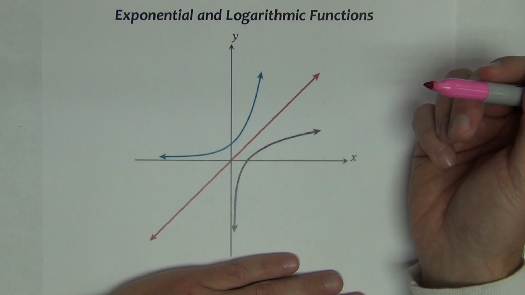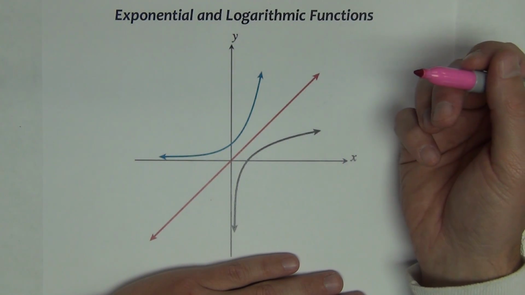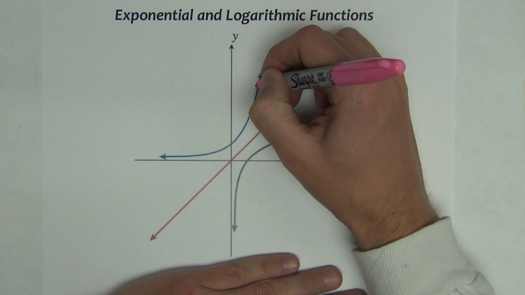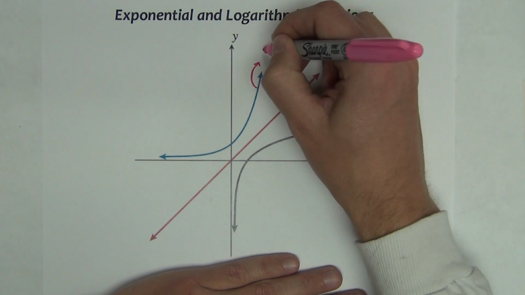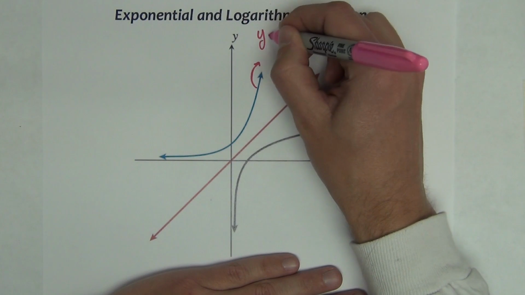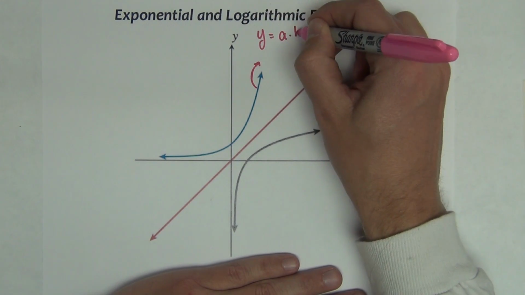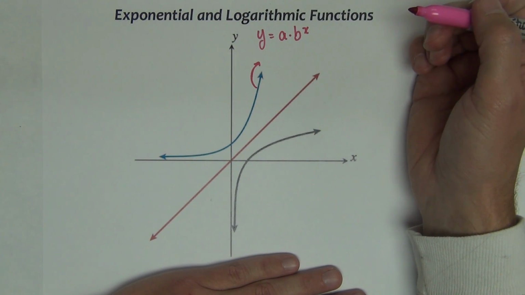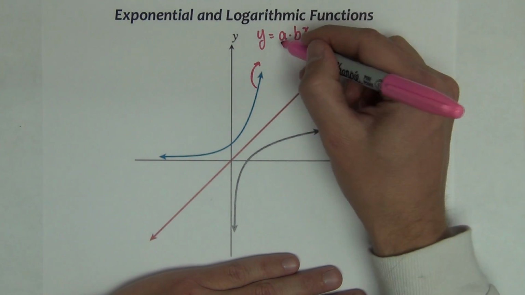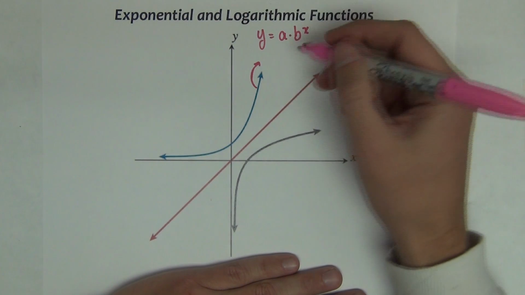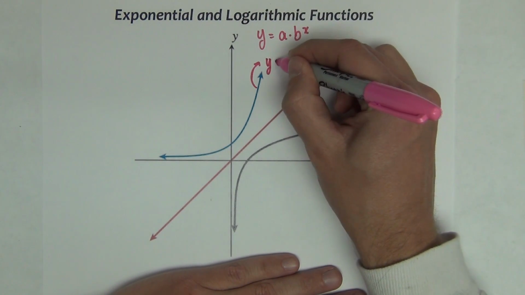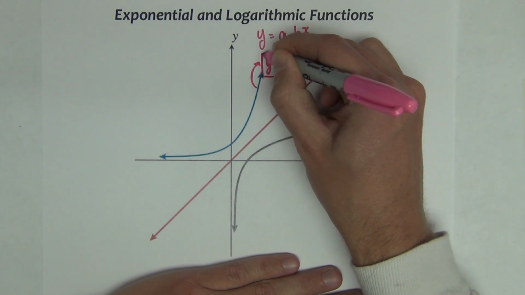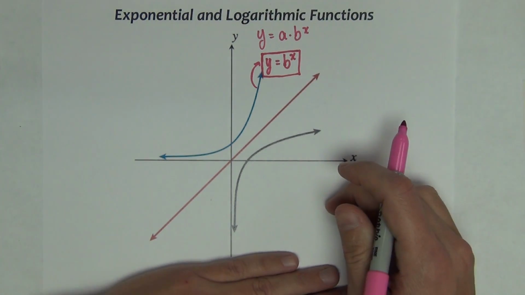Now first let's talk about the one that is recognizable to us. If we look at this one that's written down in blue, this could be described as y equals a times b raised to the x. That's how we described it in section 3.1, or more simply, if a was just 1, let's make it as simple as possible, this would be y equals b raised to the x. Okay, so that's the function in blue.